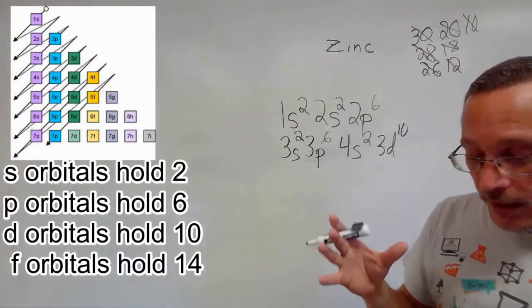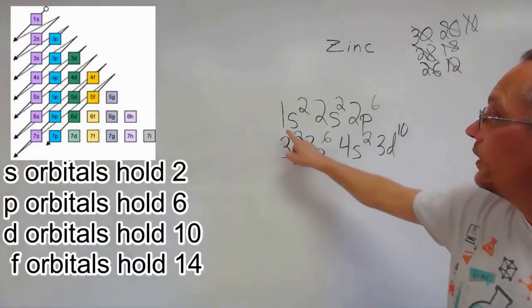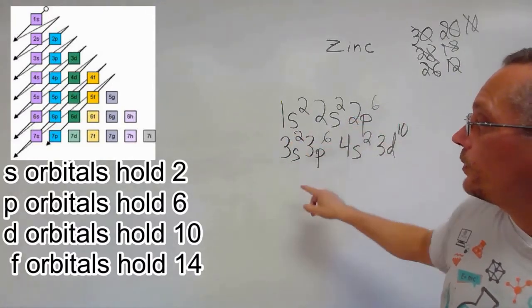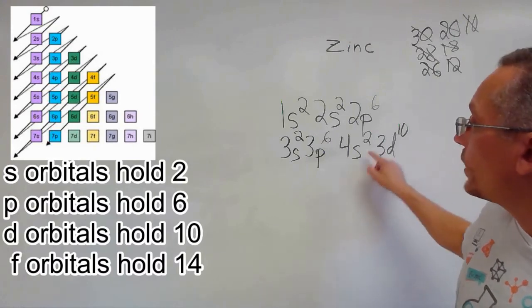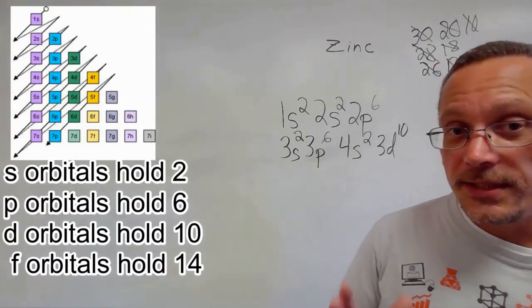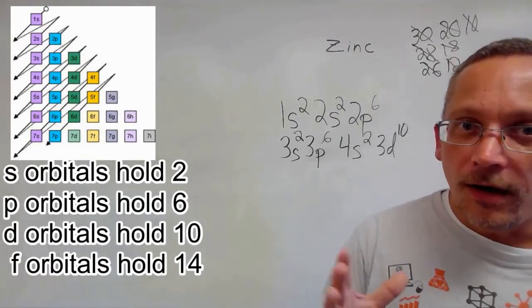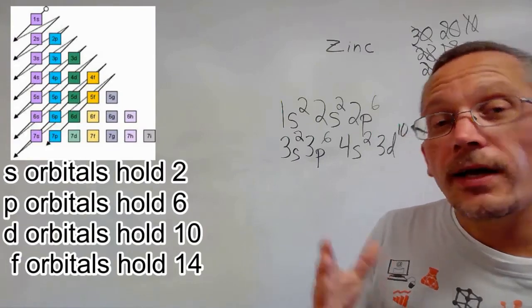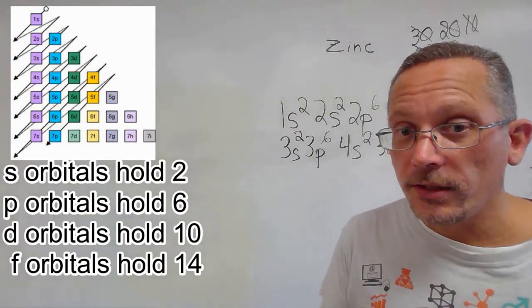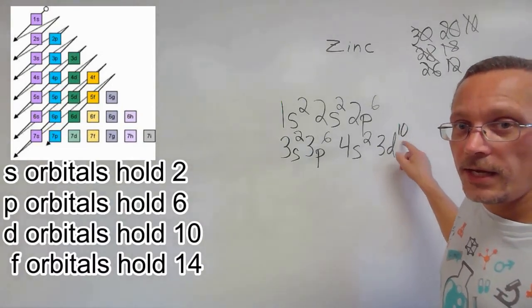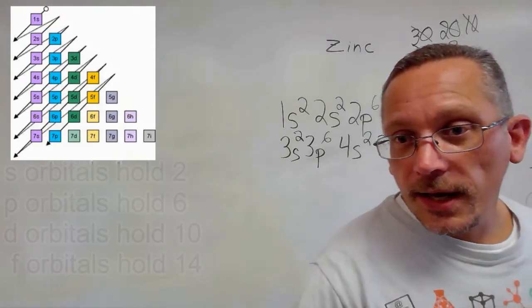Okay? So the electron configuration for zinc is 1s2, 2s2, 2p6, 3s2, 3p6, 4s2, 3d10. And that tells us where all of the electrons in a zinc atom are. Now sometimes when you write these electron configurations, in fact most of the time, you don't end up with an even amount here at the end. Let's take a look at one that's like that.